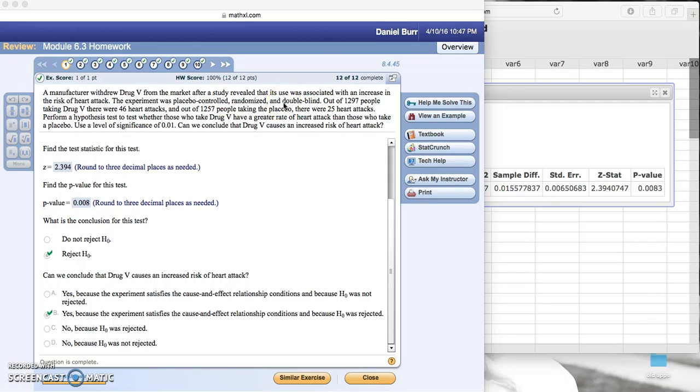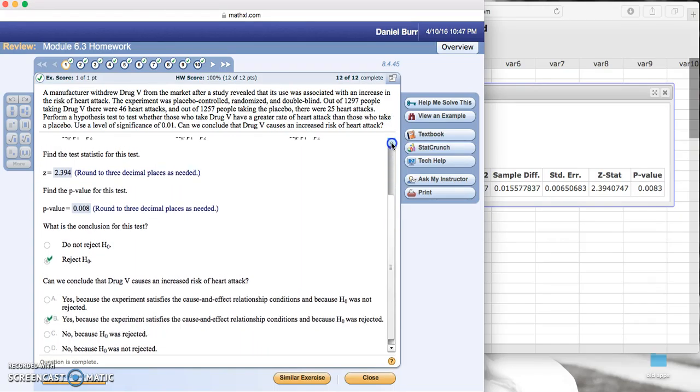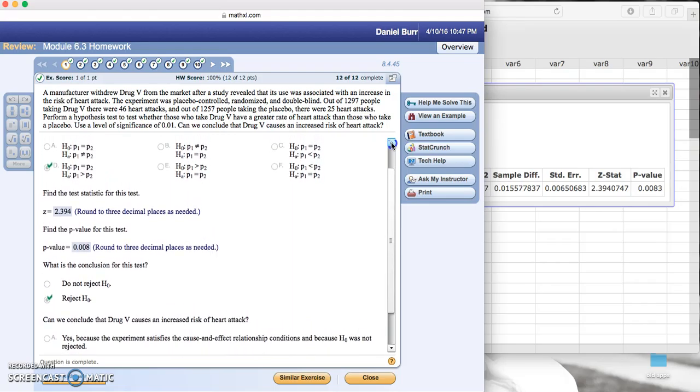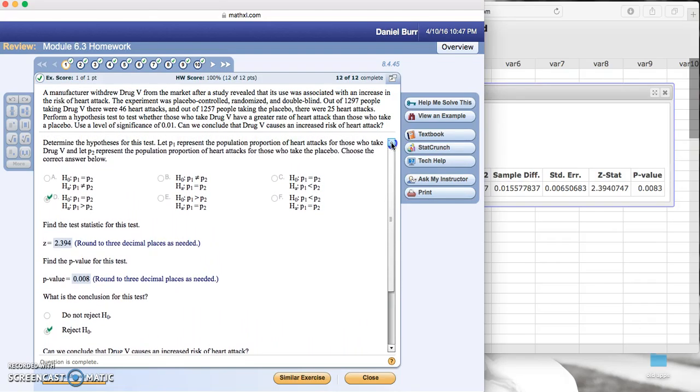And then we also assume that the null hypothesis is true. So let me scroll back up here. We know that the null hypothesis in this case would be that the proportions are equal for each of these populations, thus meaning that drug V doesn't cause an increased risk of heart attack. It's just the same as the placebo. So our alternative hypothesis, on the other hand, would be that it does cause an increased risk of heart attack. So that would be this option right here.